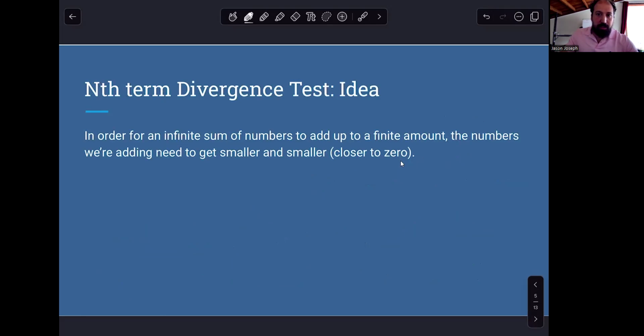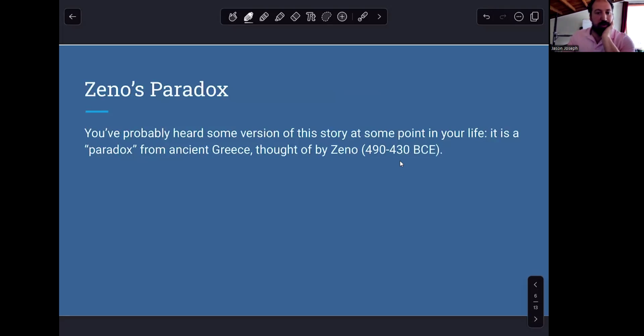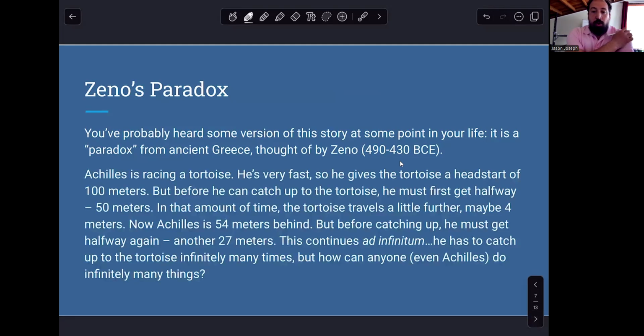So the idea here is that in order for an infinite sum of numbers to add up to a finite amount, the numbers we're adding need to get smaller and smaller. A nice historical example is Zeno's paradox. You've probably heard some version of this at some point, and it's from ancient Greece. Zeno actually had three paradoxes, but this is the most famous one, where Achilles is racing a tortoise. Achilles is very fast, so he gives the tortoise a head start, let's say 100 meters.